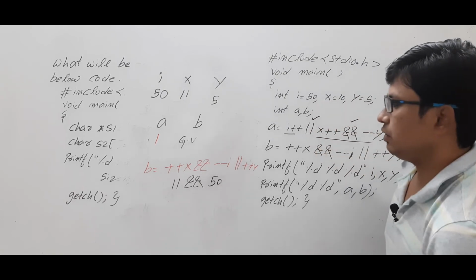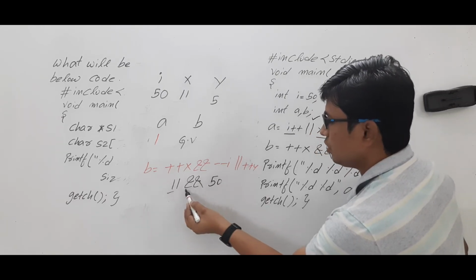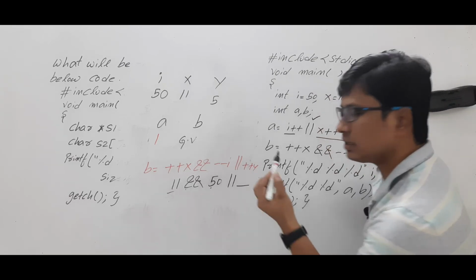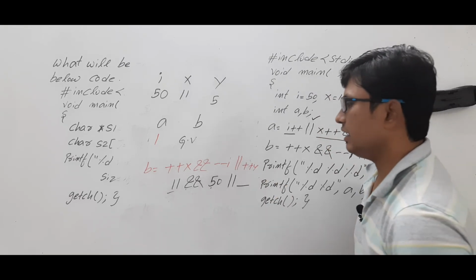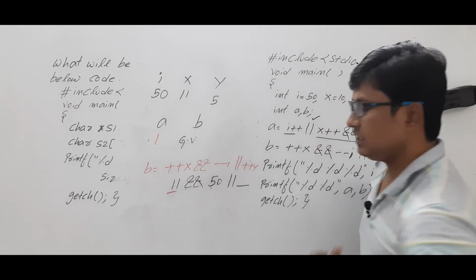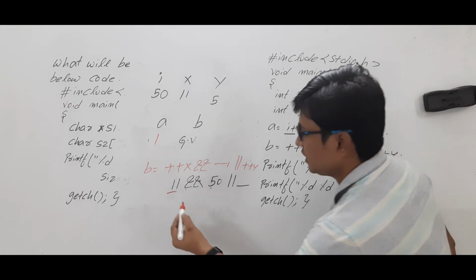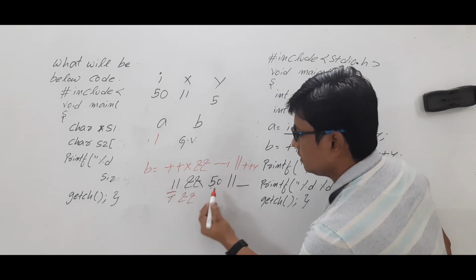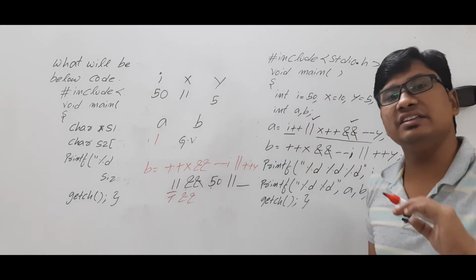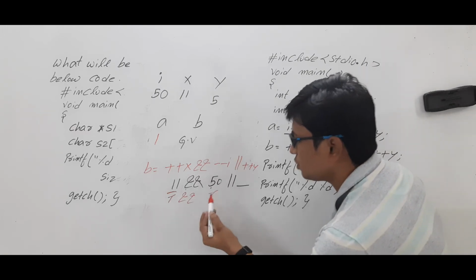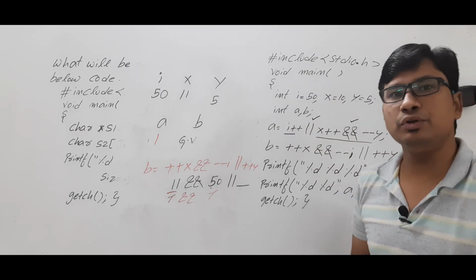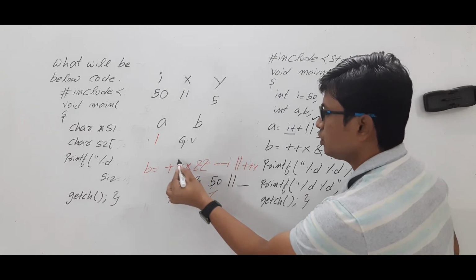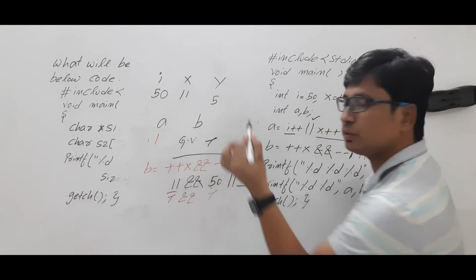Look at here. You have condition 1, logical AND, condition 2, then you have a logical OR with something. Now look at here. 11 is other than 0, so we can say the condition is true. Logical AND 50. 50 is again other than 0, so again it is also true. So logical AND, if both the conditions are true, the entire logical AND will become true. So this part we got true.